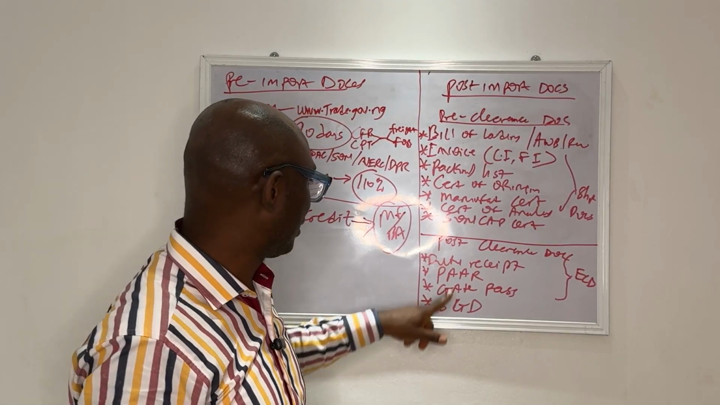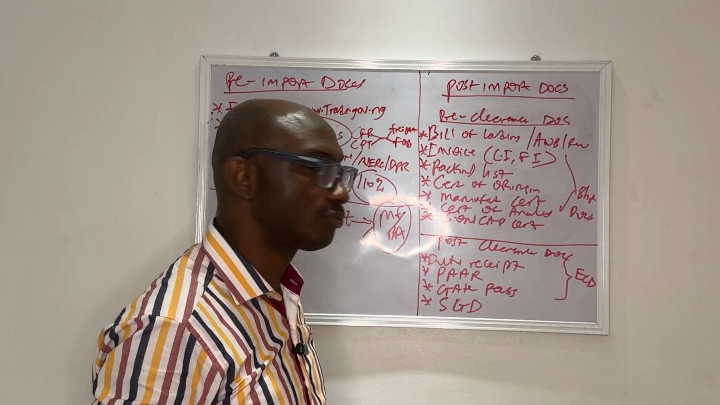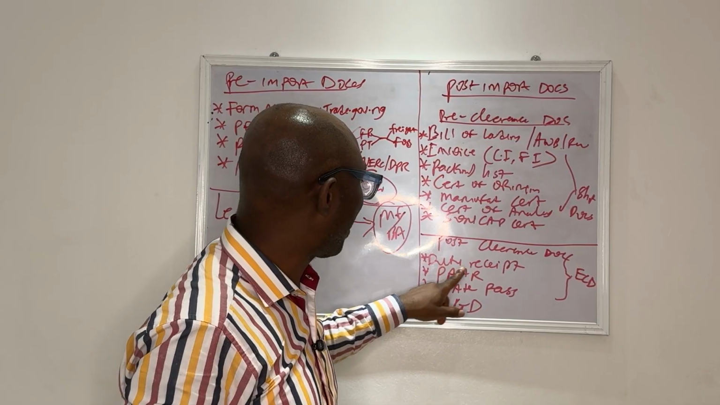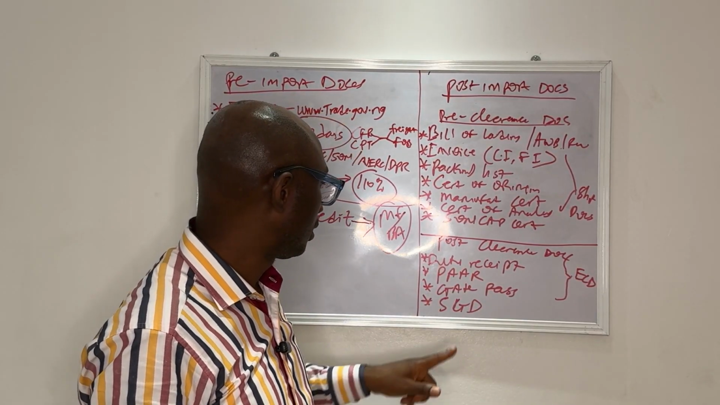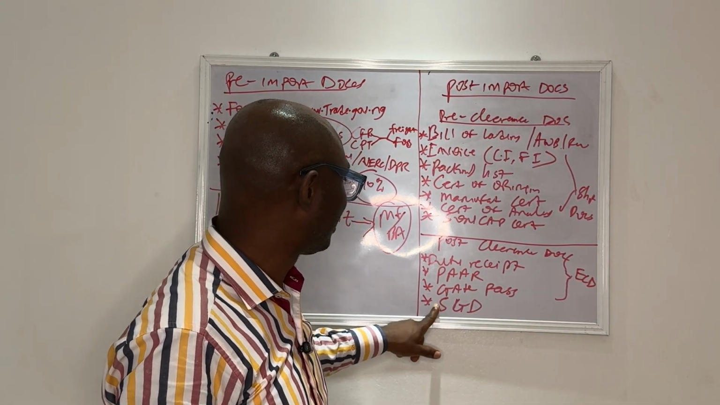Then post clearance: duty receipt, pre-arrival assessment report, gate pass, and single good declaration.